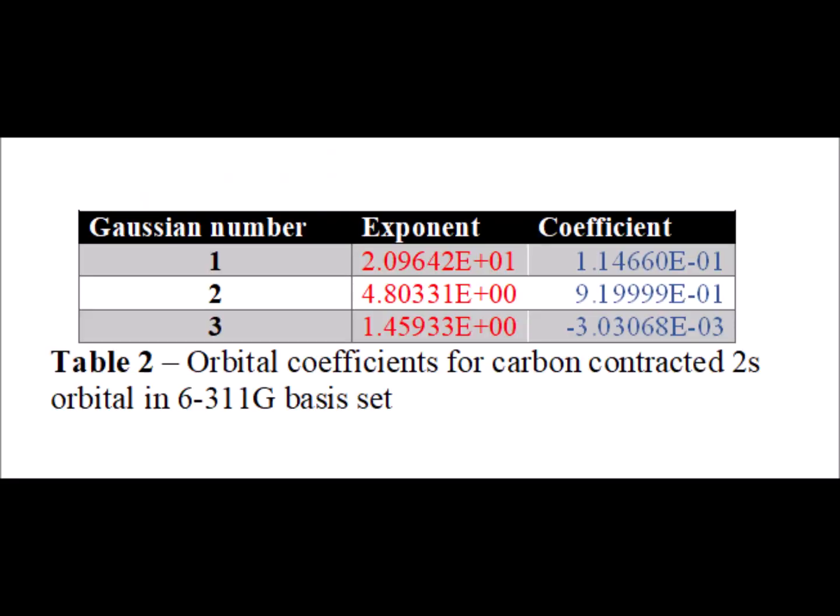Here in tabular form is the information for just the 2s orbital, the one that's going to be modeled with three Gaussians, showing the exponents, the coefficient, and individually numbering the Gaussians. This is exactly the same information that was shown in the previous slide, but made into a table form to make certain things clear.